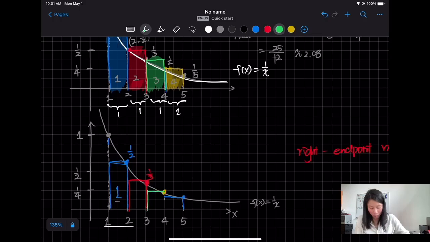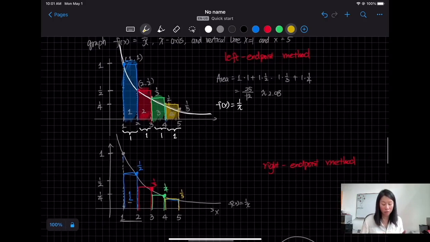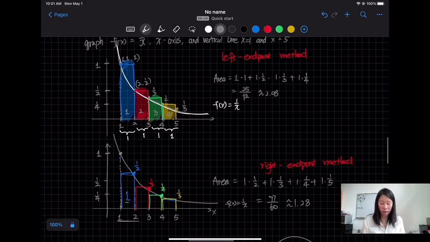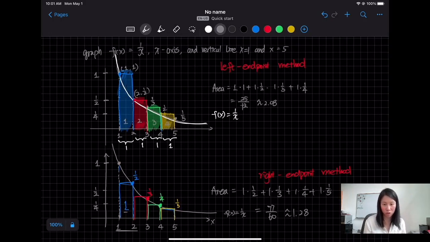And then for the third block, the endpoint is going to be 1/4, and the last one, the endpoint, is going to be 1/5. So that means the area of these right endpoint methods is going to equal 1 times 1/2 plus 1 times 1/3 plus 1 times 1/4 plus 1 times 1/5, which is 77/60, approximately 1.28. So now if we compare these two methods, what did you find out?